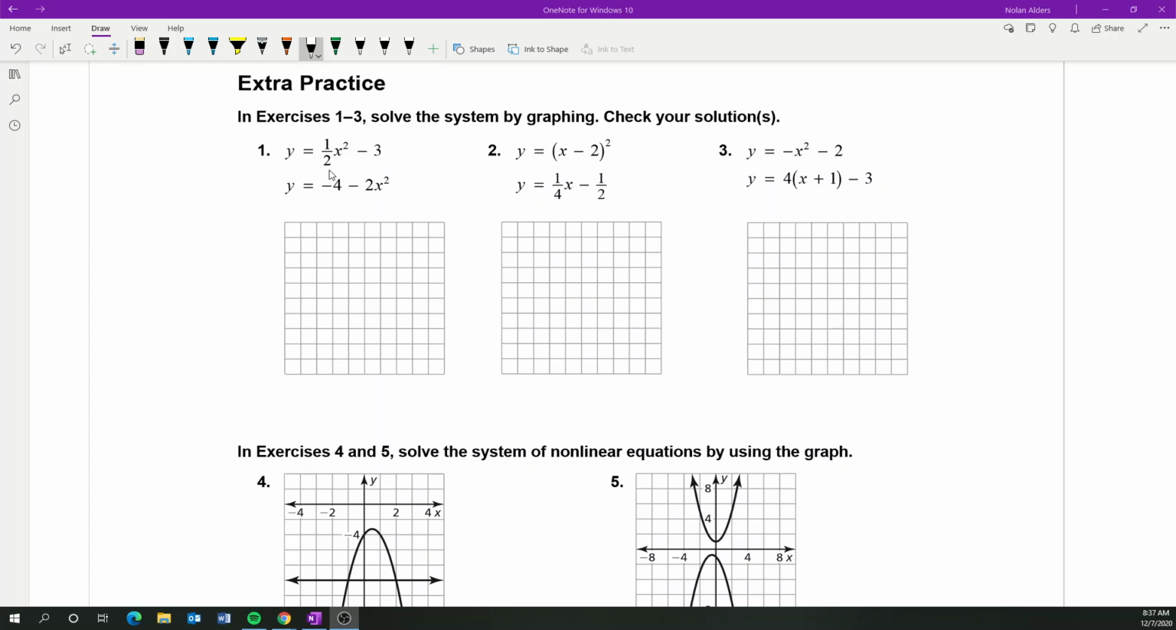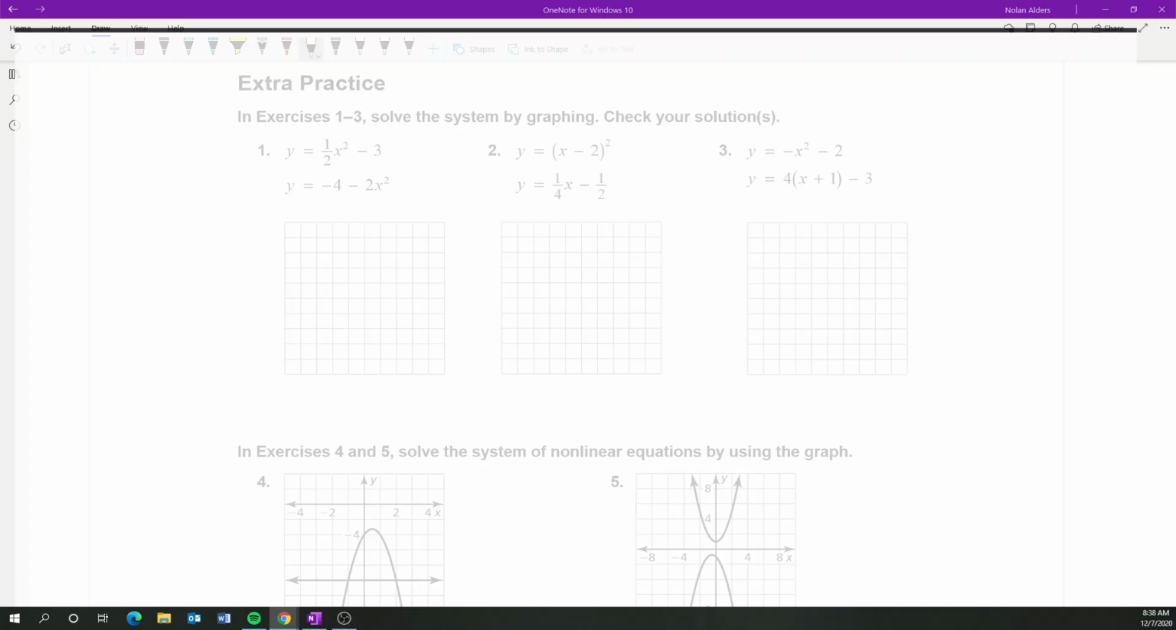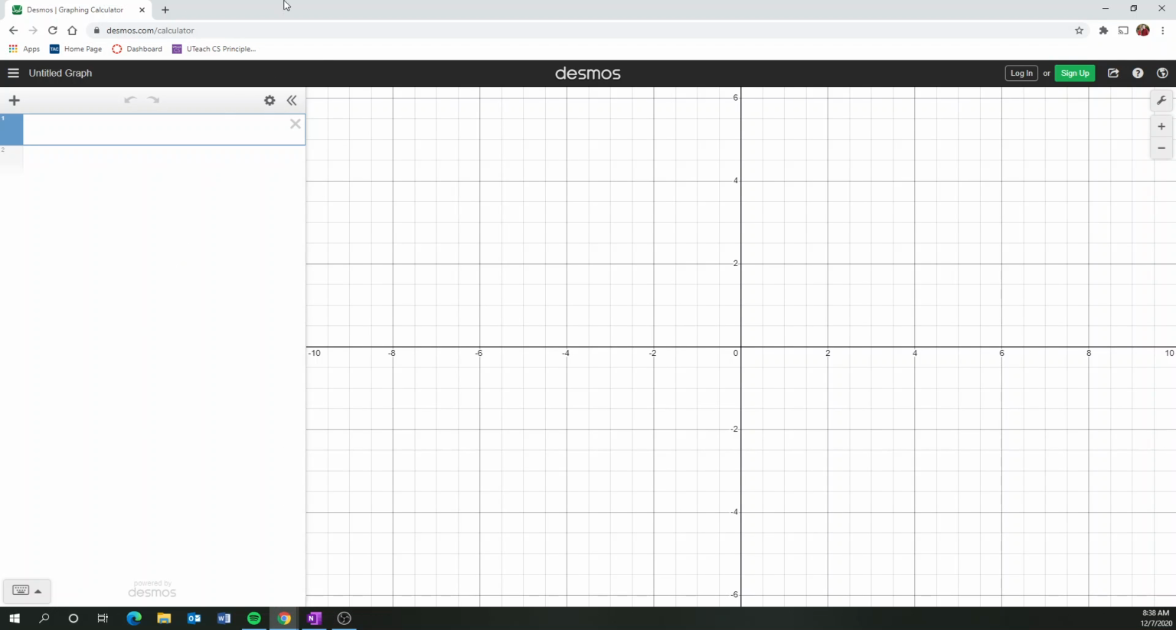This is awesome. So we're gonna take both equations and we're just gonna type them into Desmos, which is a free graphing calculator online. You can also graph it on your graphing calculator, but Desmos is so easy that's what we're going to do today. So let's see, we're going to do y equals 1/2 x squared minus 3 and y equals -4 minus 2x squared using Desmos. So here we go.